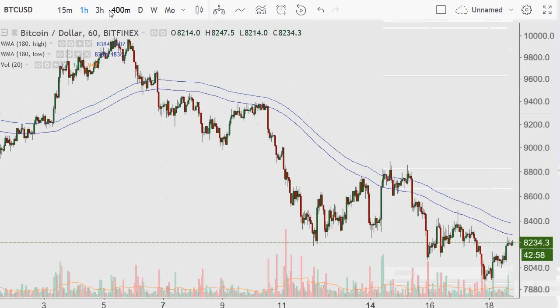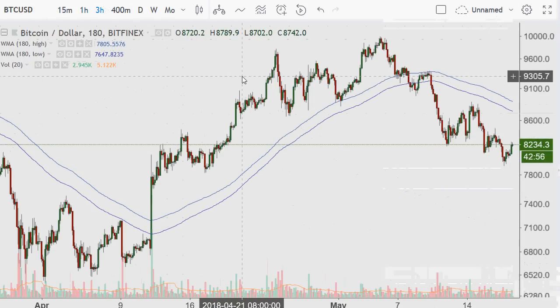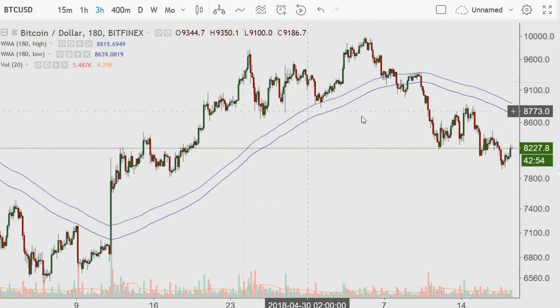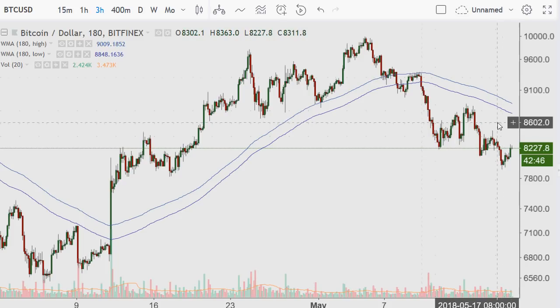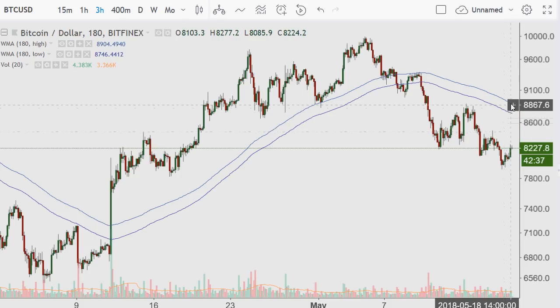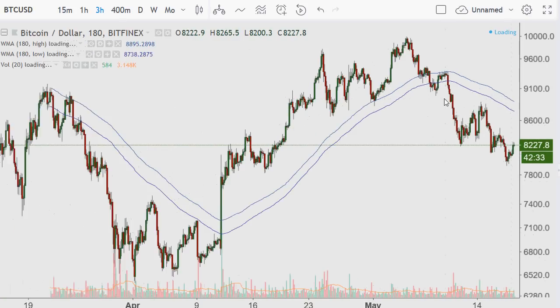So that's the 1 hour time frame. On the 3 hour time frame, there's the breakdown below this 18 in here, which has yet to even come towards that area. So as we've seen on the hourly time frame, it can come up to here. Within this, it's got a long ways to go to work towards reverting the trend.